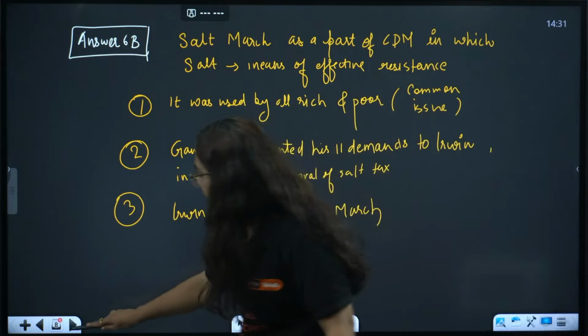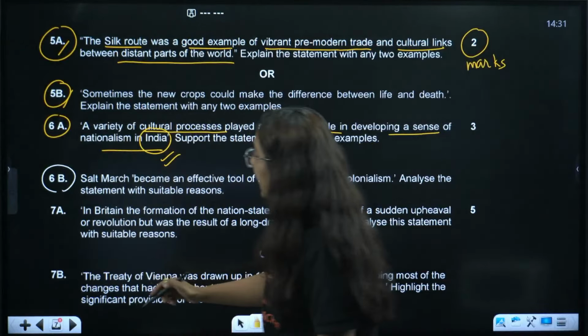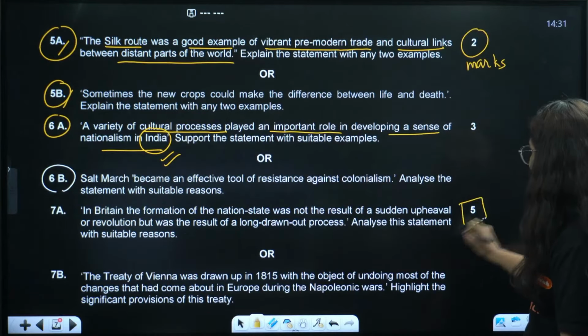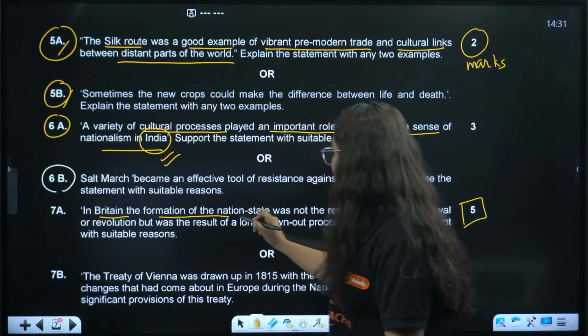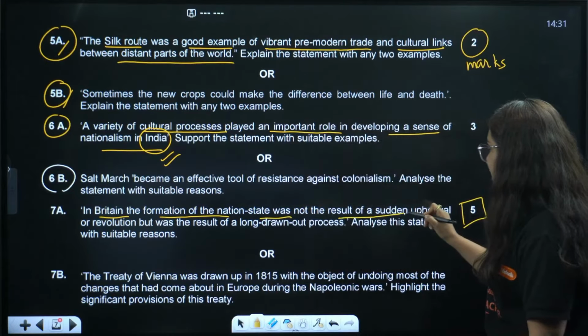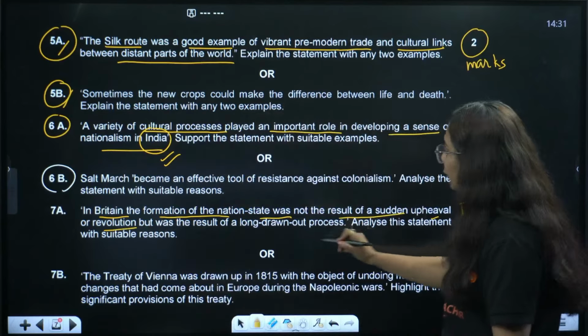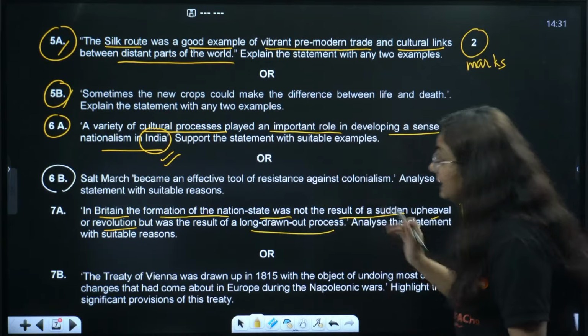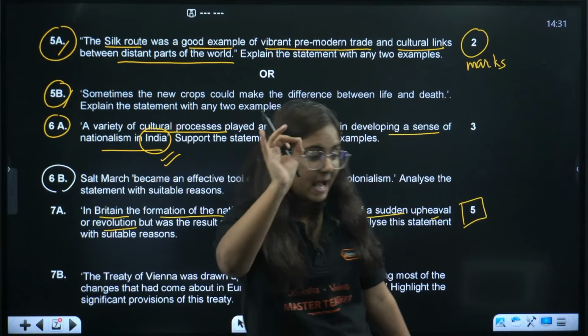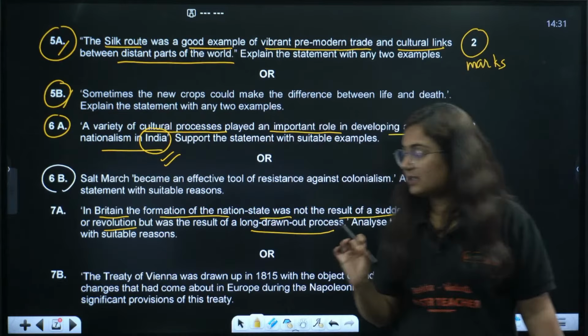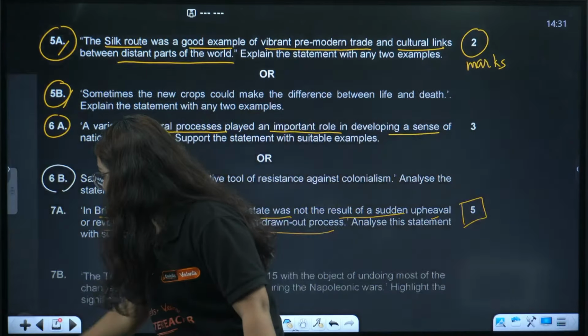Next question we will read. And the question is for how many marks? For 5 marks. Okay, read the question. In Britain, the formation of the nation state was not the result of sudden upheaval or revolution, but was the result of a long drawn process. Analyze the statement with suitable example. A very, very good question and a sure question that is going to come. Let us write this answer.